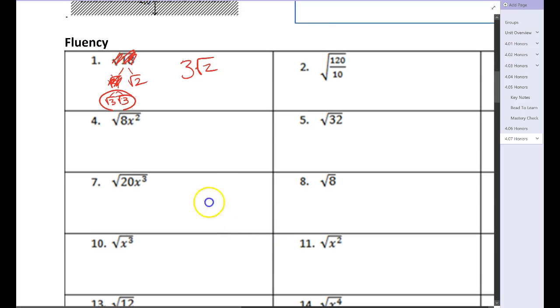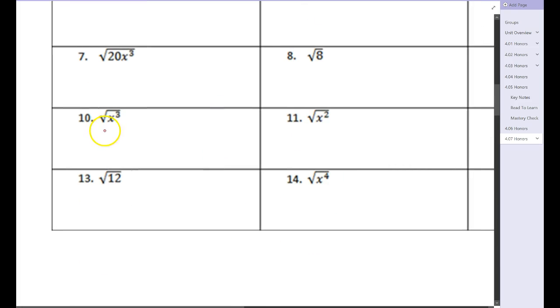2x radical 5x. X to the third, we know, breaks down pretty simply to x, x, and x, which becomes x radical x. And 12 breaks down into radical 4, radical 3, which hopefully you're starting to memorize some of these. Saves you a significant amount of time in the long run. There we go.